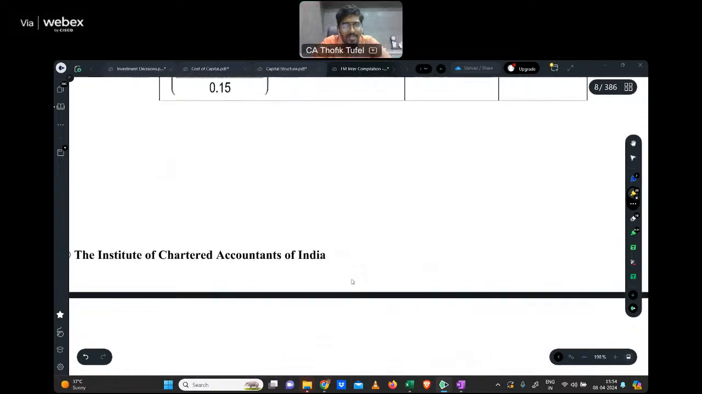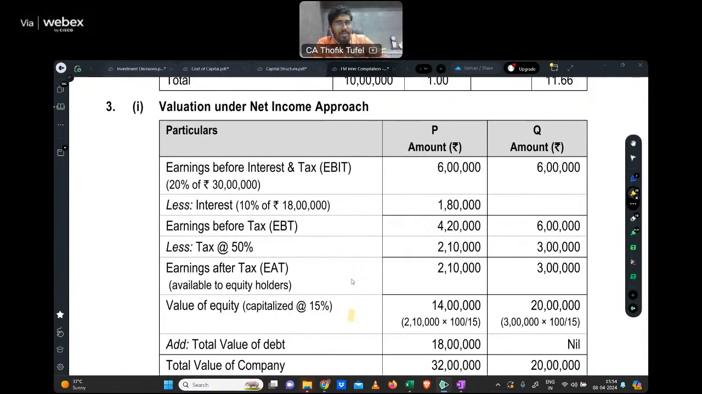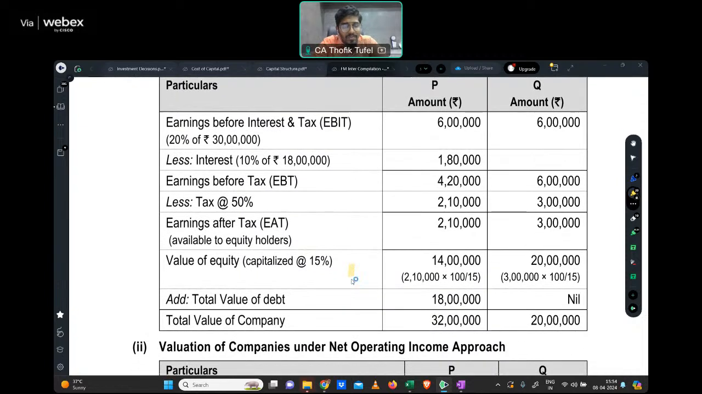So how you would have got 46 is that you would have done EBIT 6 lakh minus 180, you would have got 4 lakh 20,000. And the 4 lakh 20,000 you would have directly divided by 15 percent, that is 28 lakh. Then you would have added 18 lakh rupees. Correct? Like this, you are getting 46 lakh rupees, I'm sure. But you have to reduce taxes. So I'm very happy that you made a mistake. When you made a mistake, you understood that when taxes are there, in net income you have to reduce taxes. So value of the firm is 32 lakhs and 20 lakhs.